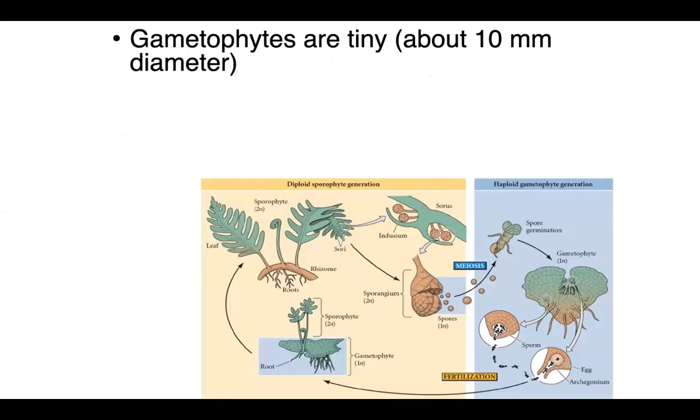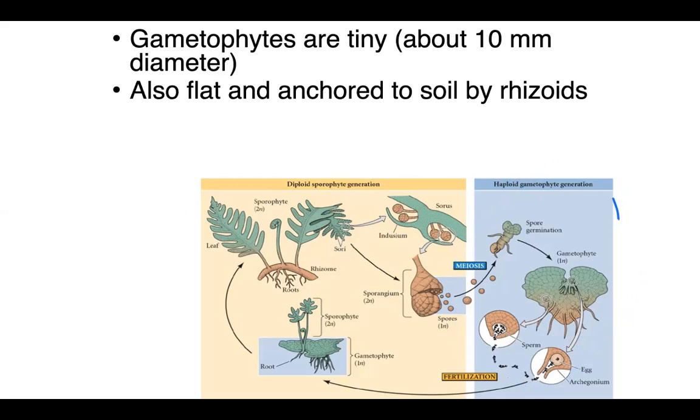Okay, so in the yellow box, we have the diploid sporophyte generation. In the blue box, we have the haploid gametophyte generation. So we start with the gametophyte. The gametophytes are really tiny. They're about 10 millimeters in diameter. They are flat and also anchored by rhizoids, these little things down here.